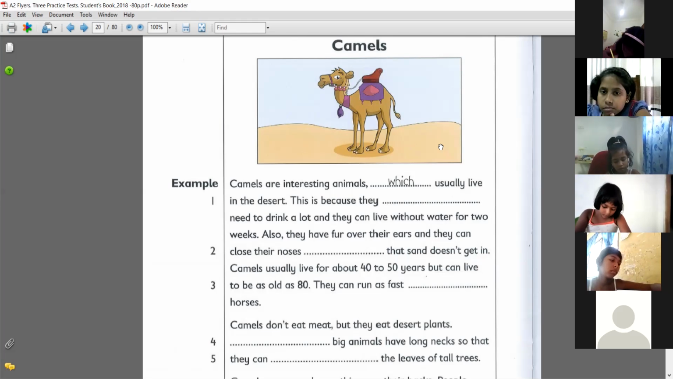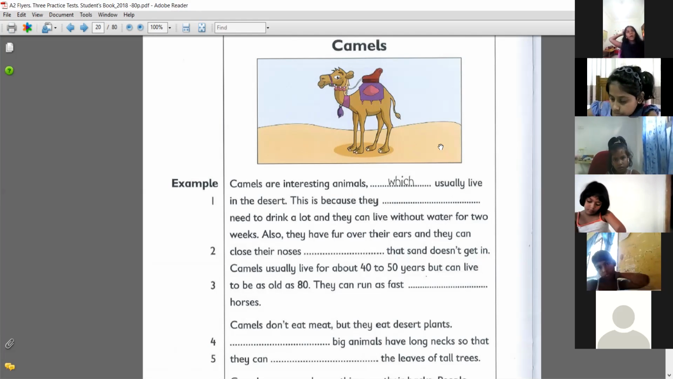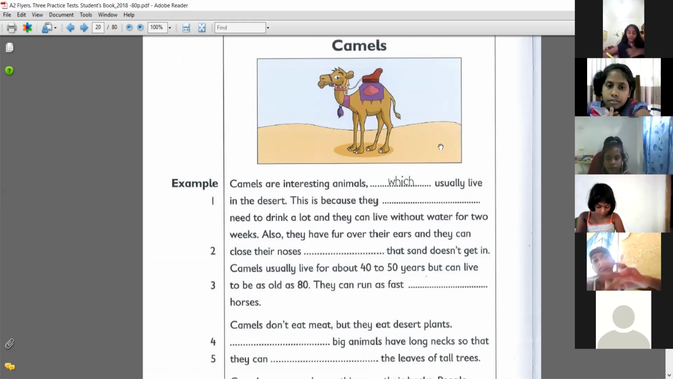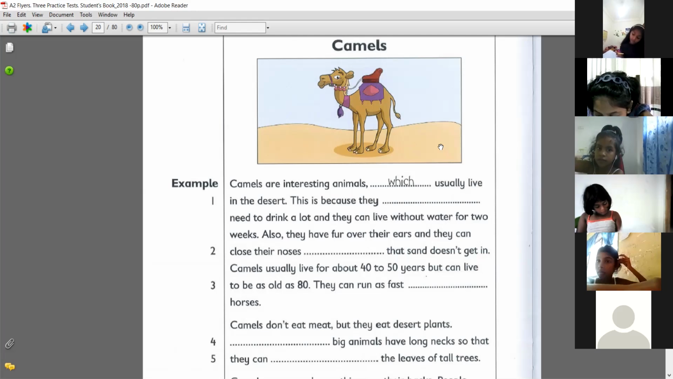In Part 4, you have to think carefully and take an answer with the meaning. Okay, now write the word don't. I wrote don't.